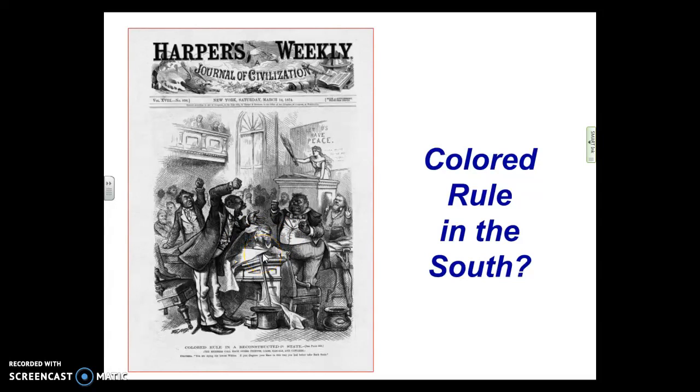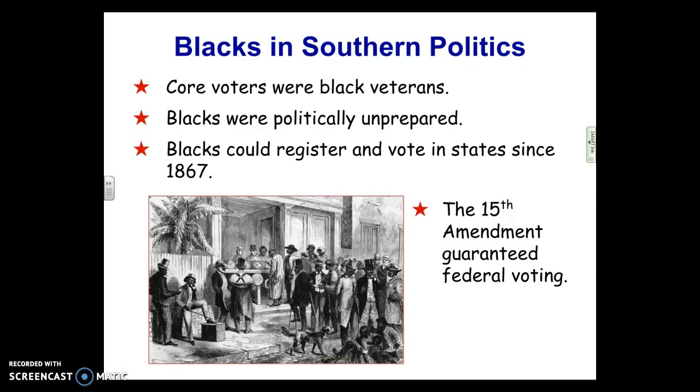arguing that, are African Americans able to rule in the South because they lack education, experience, all those kind of things. As I said, a lot of the voters in the South were these former black veterans who had fought in the war, and they're really unprepared. They didn't have a lot of education, a lot of how things worked, just because they've been slaves. They didn't get educated on how politics work, how voting worked, who you should vote for, all those ideas.